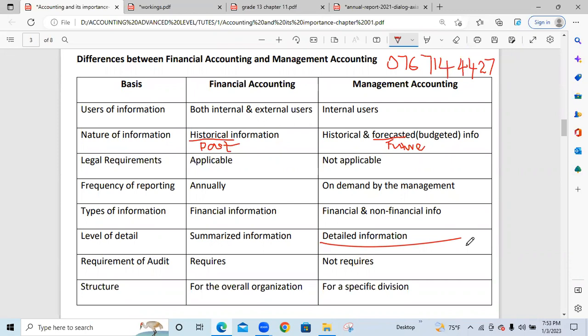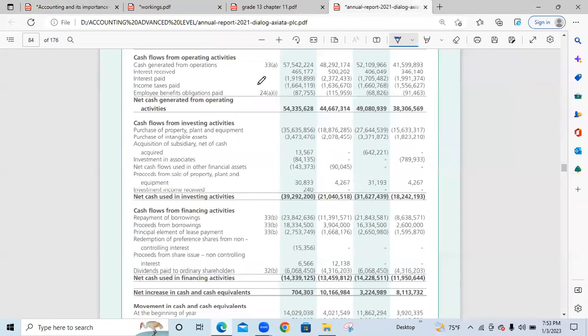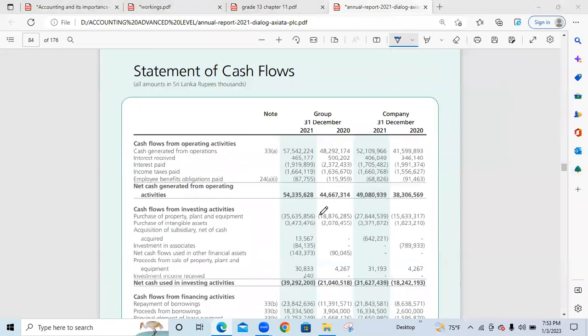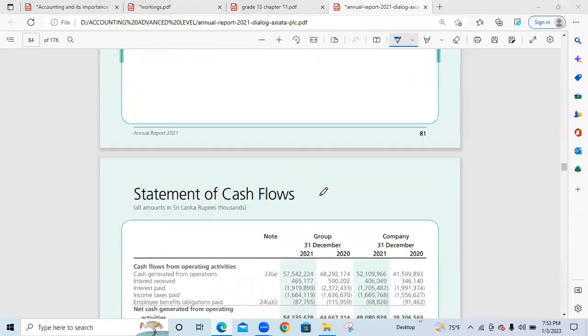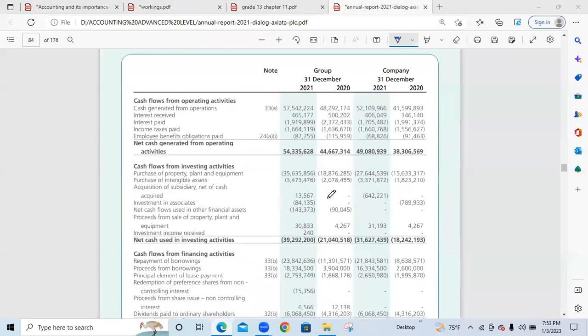Last one, guys, structure. Structure means how are you going to report it? Now, if you go to Dialog, see guys, they are reporting. Are they reporting for each department? Have they reported information for each department, or are they reporting for the whole company? Yeah, they are reporting for the whole company. They are not reporting department wise.